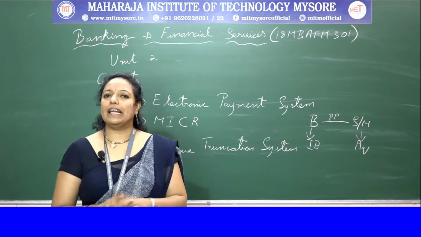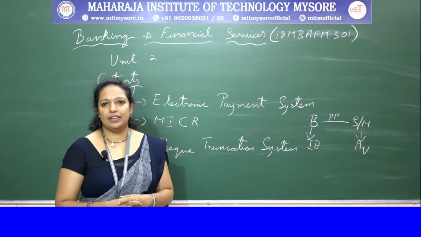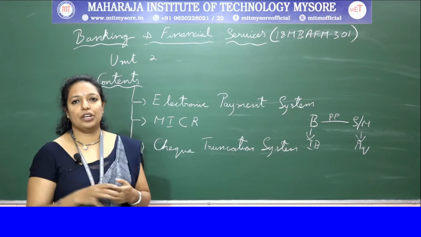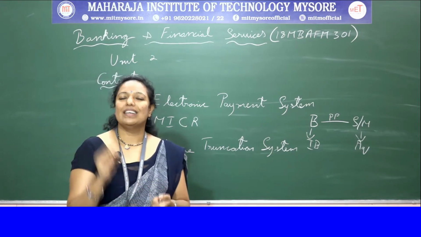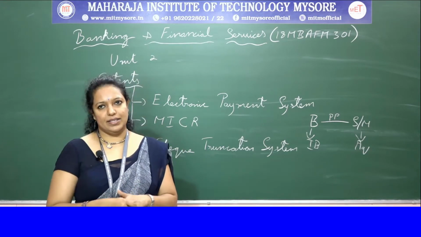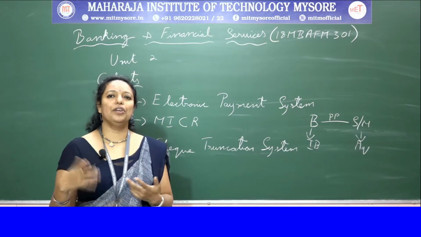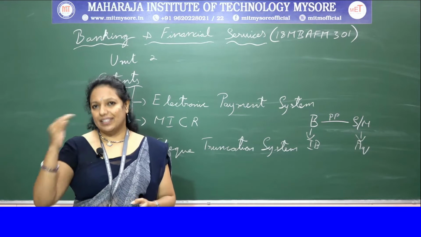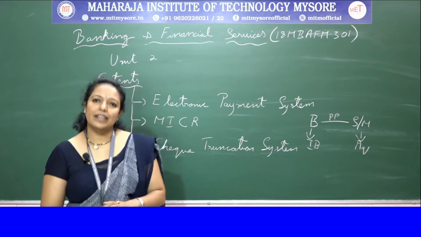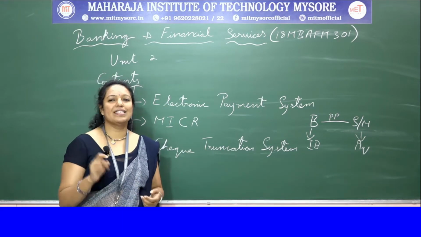In the methods of electronic payment system, there are two different methods. The first one is the credit payment system. Credit payment system means you make the payments based on credit. Under that there are subdivisions. Under the credit payment system, the first one is the credit card.